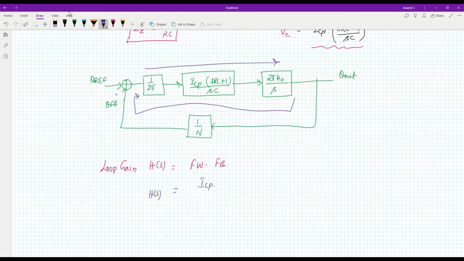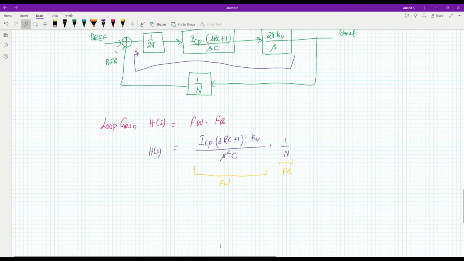H of S is given by ICP into (S RC plus 1), multiplied by KV divided by S square into C multiplied by 1 by N. So this is my feedback path gain, and this is my forward path gain.